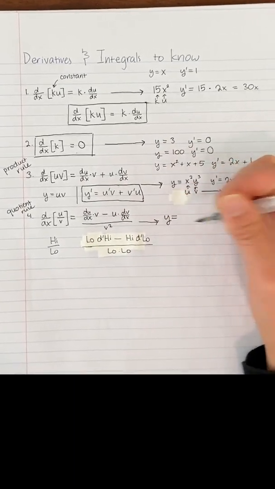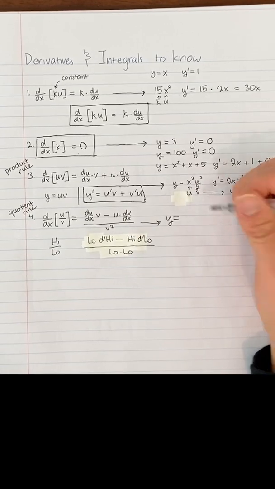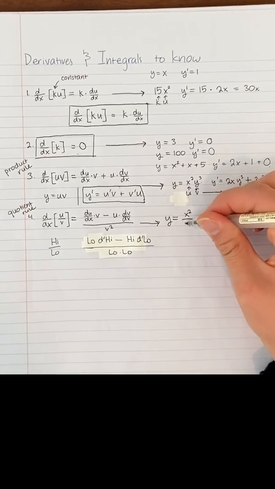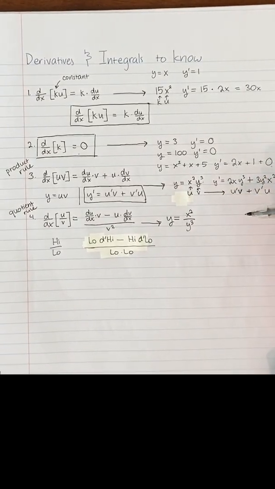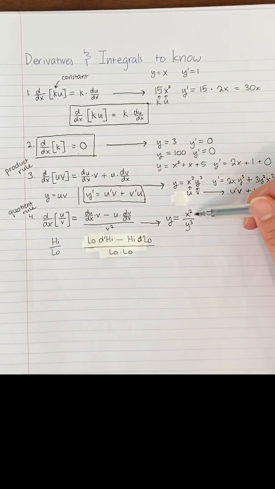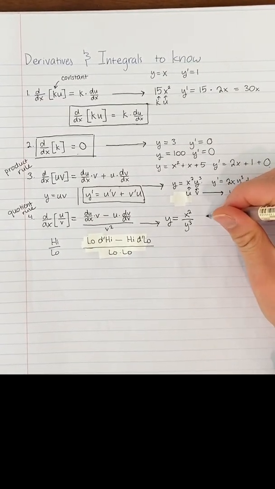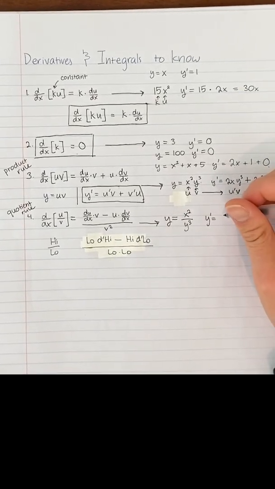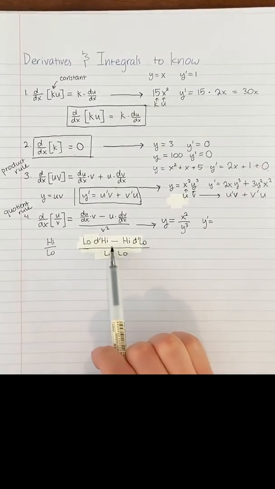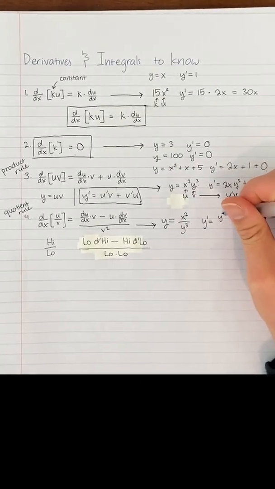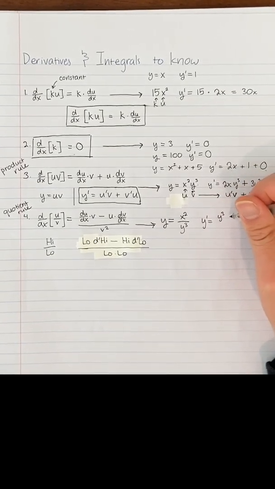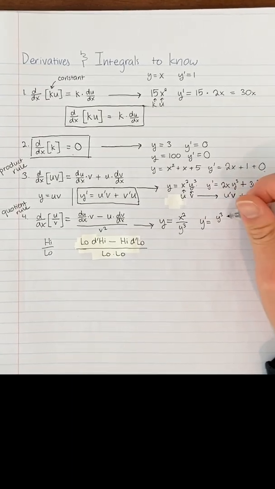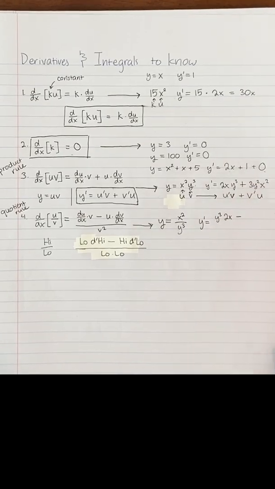Y equals, let's use the same numbers, x squared over y cubed. Okay, so you're gonna remember that this is the high number and this is the low number, okay? So the derivative, let's go with this. We're first gonna do this, low d high. So the low number is y cubed. D high is the derivative of the high, which is x squared is the high number and the derivative is 2x times 2x. Minus high d low.